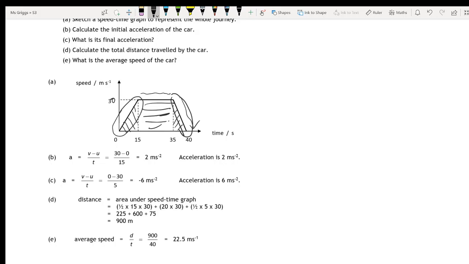So the first triangle, half times base times height, so half times 15 times 30, plus the rectangle, which is 20 times 30, it's just reading off the graph. And then the triangle at the end is half times 5 times 30. And add those up, you get to 900 meters.